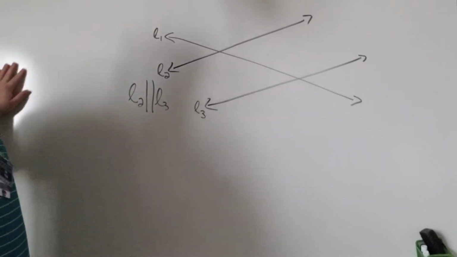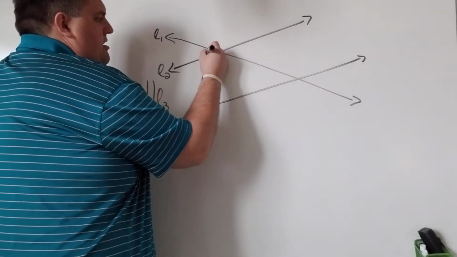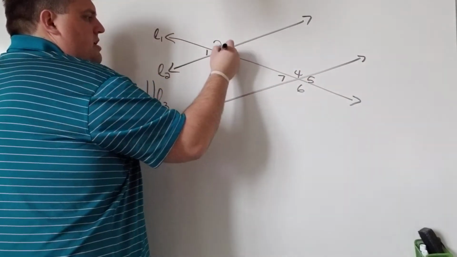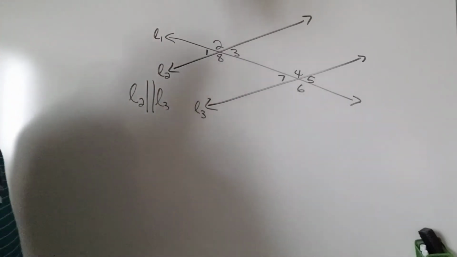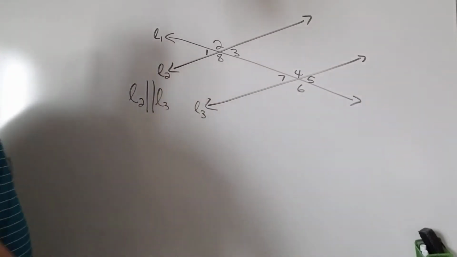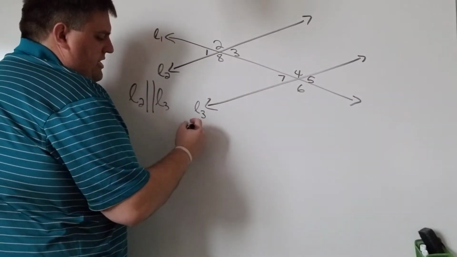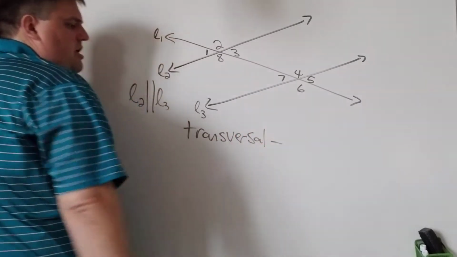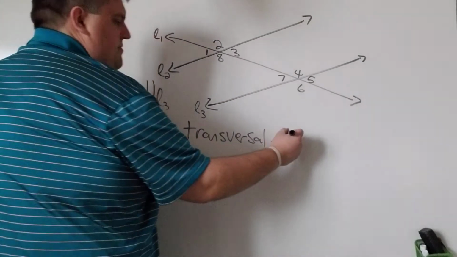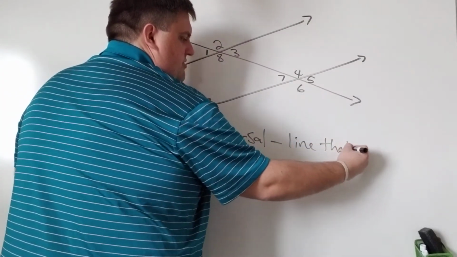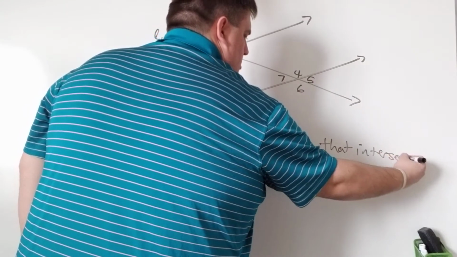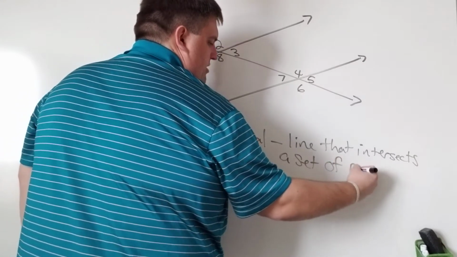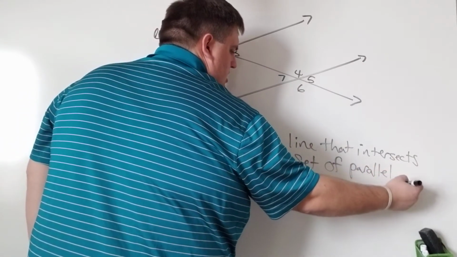Then we have a bunch of angles that happen inside of here. So I'm just going to label them for you guys. Like that. Okay? There's 8 angles in here. So line 1 here, we call that a transversal. A transversal is just a line that intersects a set of parallel lines.